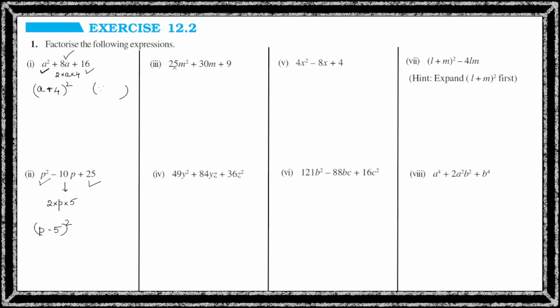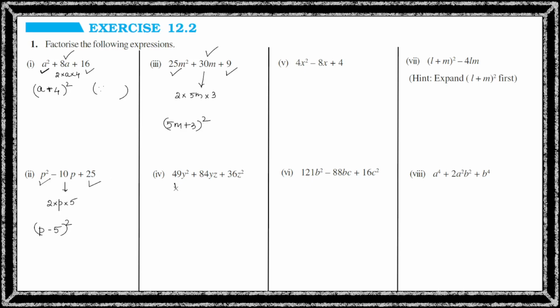Next, here I have 25m square is a perfect square, 5m whole square, and this is also a perfect square, 3 square. Now let us check the 2ab term. 2 into 5m into 3, is it 30m? Yes, this is 30m, therefore it fits the criteria, and I can directly write 5m plus 3 whole square, correct?